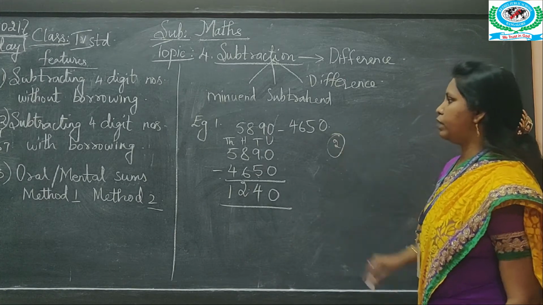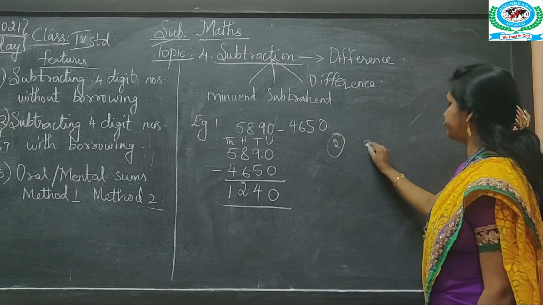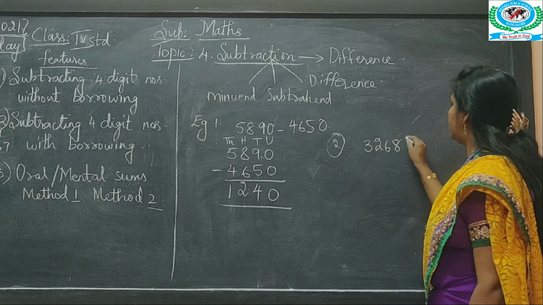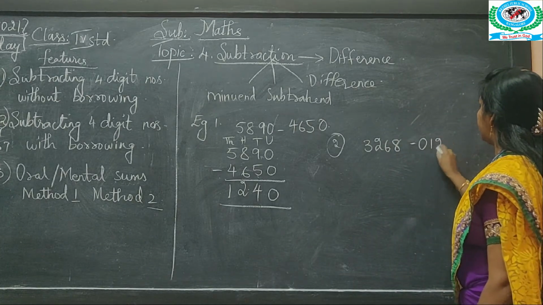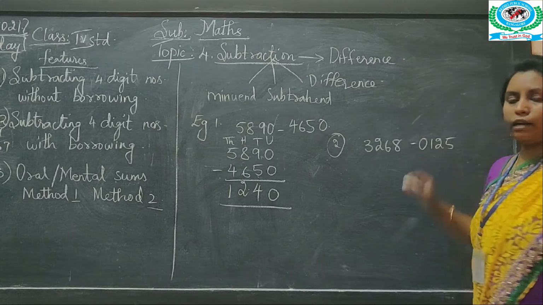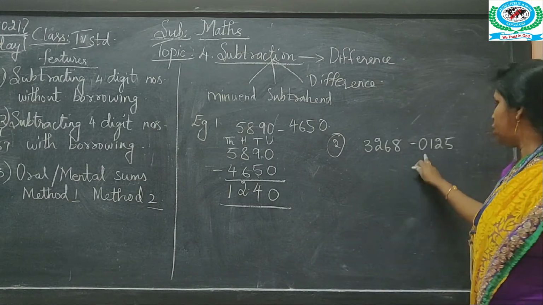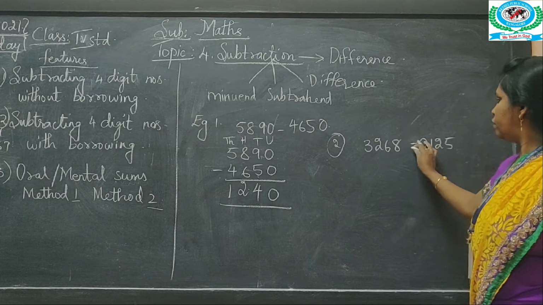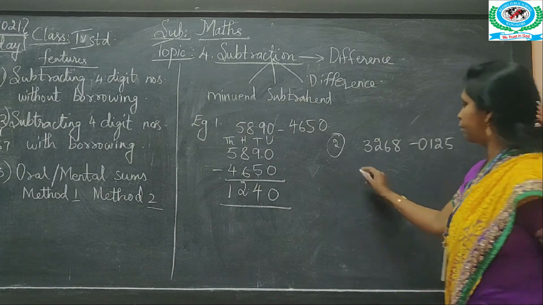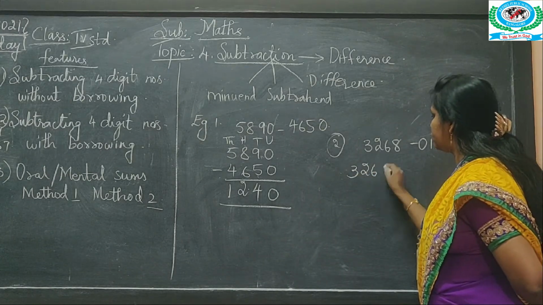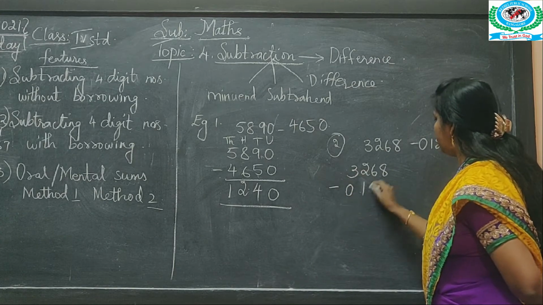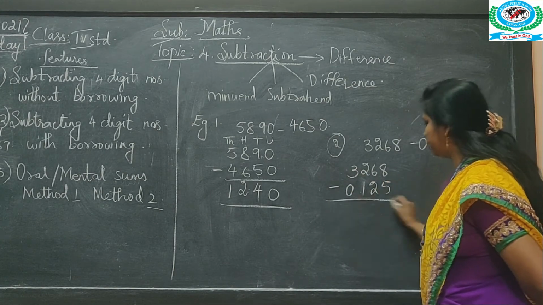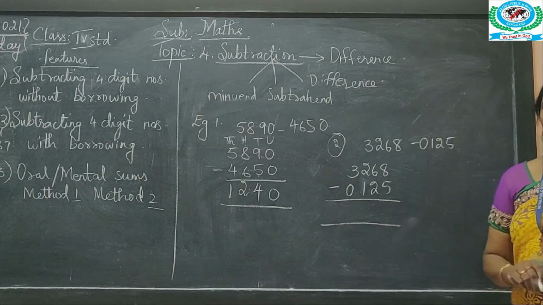So if I give you another example like 3268 minus 0125, that is 125. We have a 0 before a number here. So how we are going to write this? First step, arrange the numbers in the place value chart. 0, 1, 2, 5. Okay. So now how we are going to subtract this?